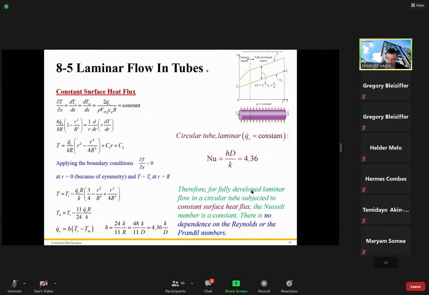For fully developed laminar flow in a circular pipe, subject to constant heat flux, the Nusselt number is a constant. There is no dependence on the Reynolds number or Prandtl number, as long as it is laminar, and it doesn't matter the values here. It could be gas, it could be fluid. For any case, because when we solved all of these equations, we did not make any assumption if it's gas or fluid. Therefore, this is independent of Reynolds number and Prandtl number. Therefore, this is the main constant.